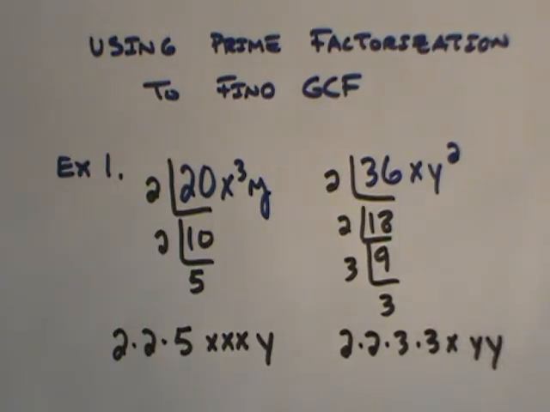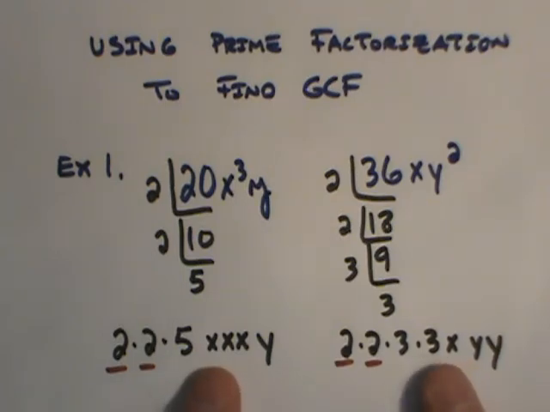And the idea with a prime factorization is that you want to see the greatest common factor. What do these two things have in common? What are their common factors? And so as I look here, I'm just going to underline everything that they have in common. I see 2 2s. I see a 5, but there's no 5 here. I see 3s, but there's no 3s there, so those aren't common.